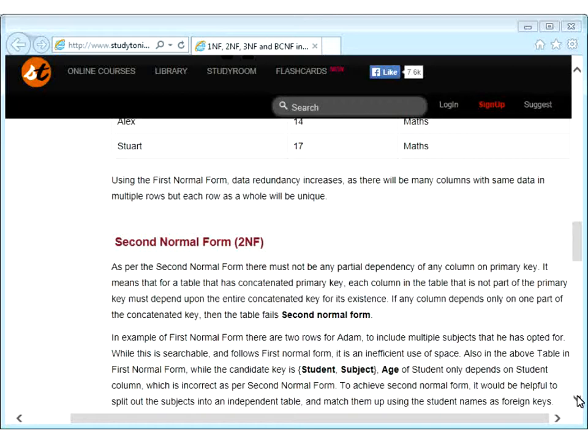If this is the case, that there is a key in your table which is depending on part of your primary key but not on the complete primary key, then it means that your table or your database is not in second normal form. Now how do you resolve this? This can be resolved if you divide your table into multiple tables.